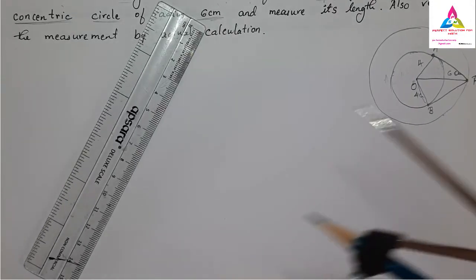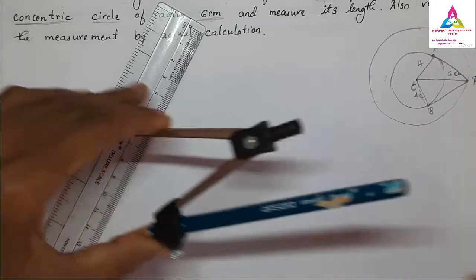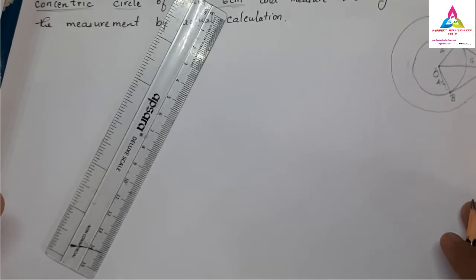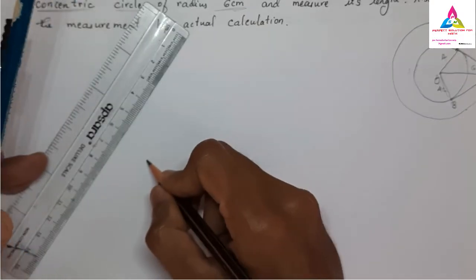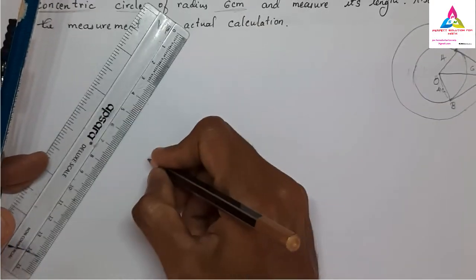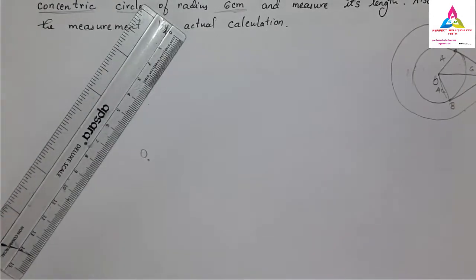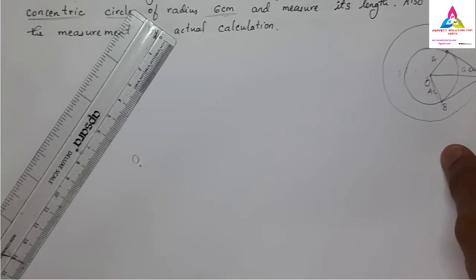So let me draw the first one, the inside circle. First we will take a center. So take down a center, anywhere on this side I will take a center. That center I can name as O. So from this O only we are going to construct the circles now.